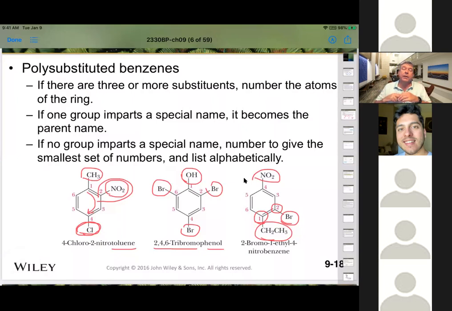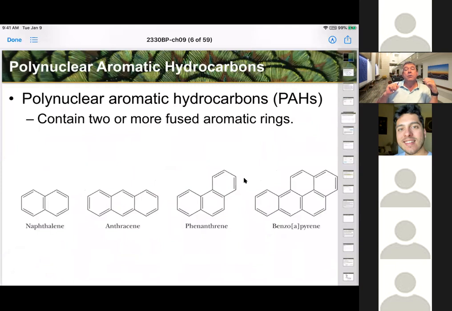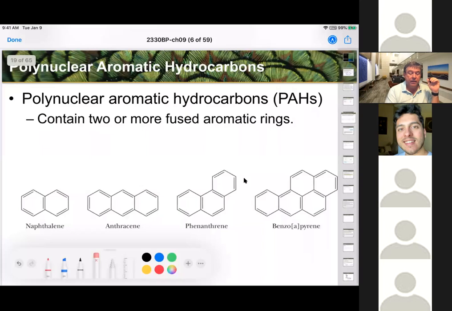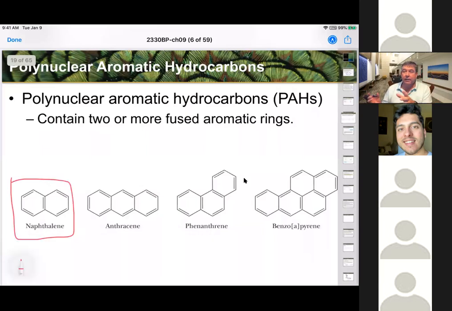So just like we have special names if they have a group attached to them and they have different properties, you also have special names for these polynuclears, meaning that you have multiple rings fused together. Don't worry about the names here. I just want to show you that they have different names. Just two benzene rings together like this is called naphthalene. And you may have heard that they used to use this as a bug repellent a long time ago. They called it mothballs. That's naphthalene. It's an aromatic compound that scares away insects.